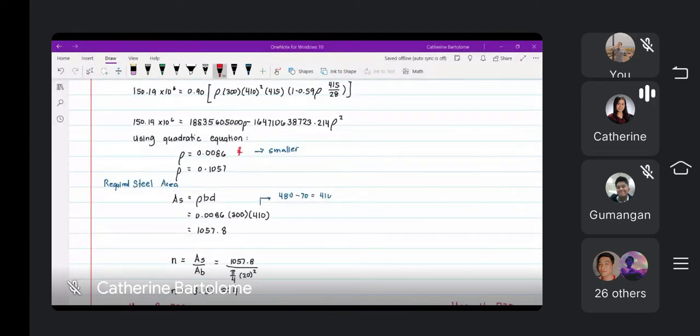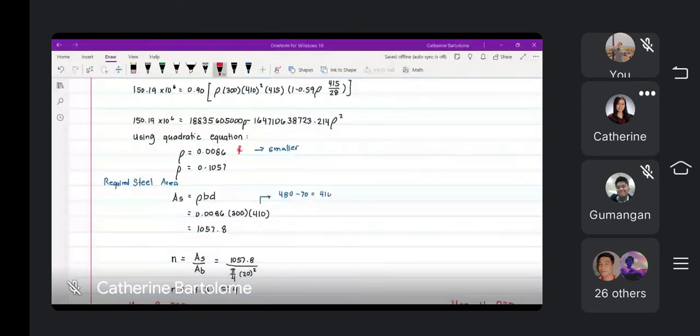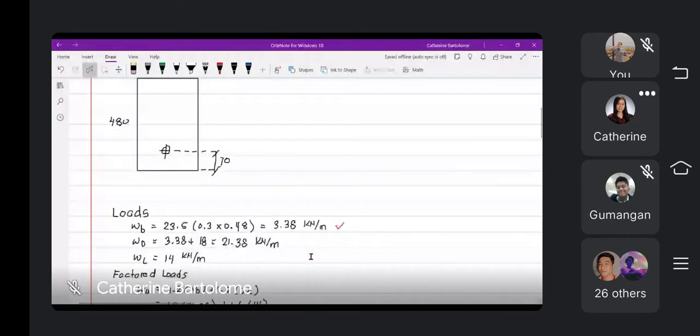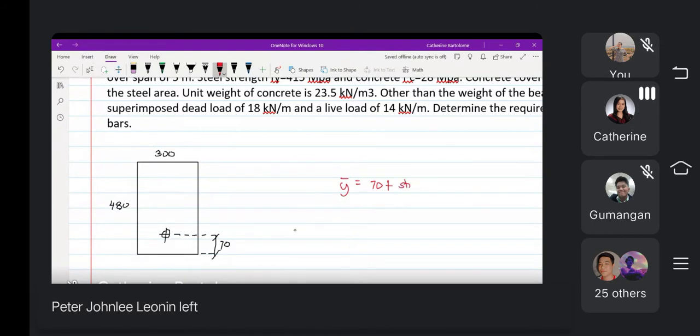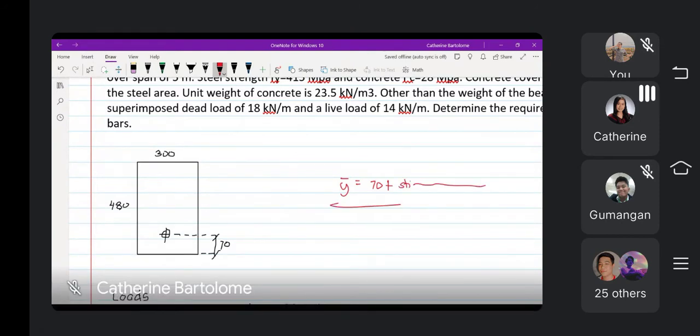Any more questions? So, yung iba, mali kasi yung concrete cover nila, ginawa nila is 70 plus stirrups, and so on. So, mali to kasi given na sa problem that your concrete cover is 70 hanggang sa steel reinforcement.